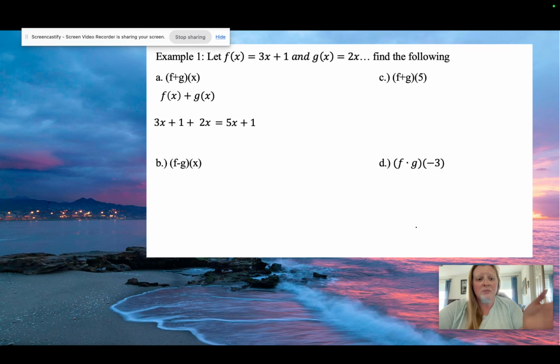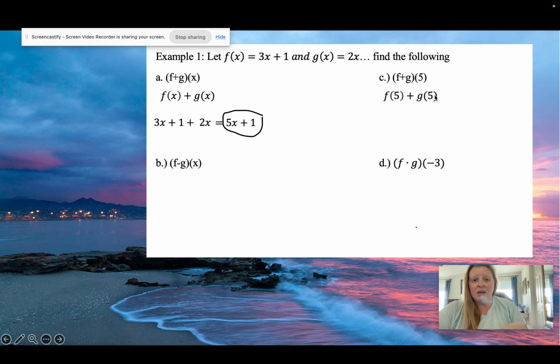And then sometimes, I'm actually going to skip over here to letter C next. You notice they don't have an x here, they have a 5. So all that means is that we want to do f of 5 and then add it to g of 5. Now this you have done for me. I have had you get f of 5 before.